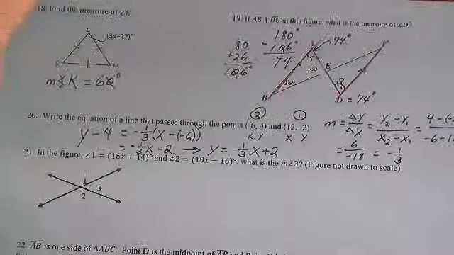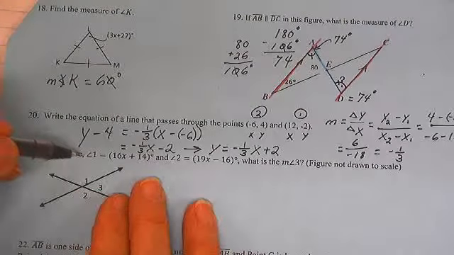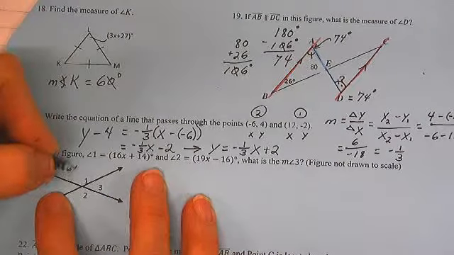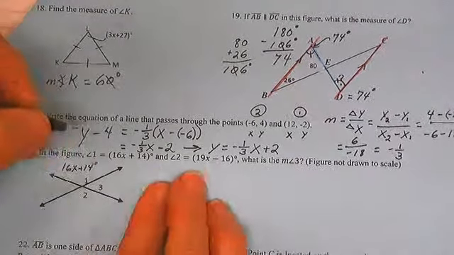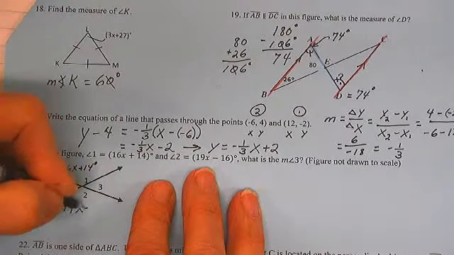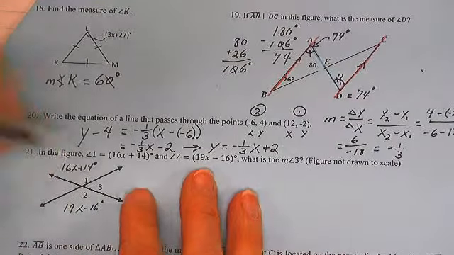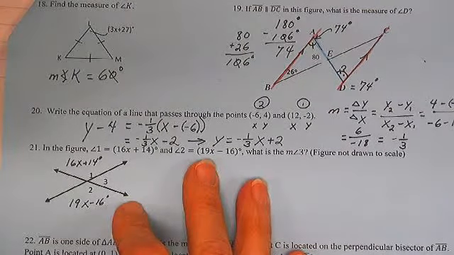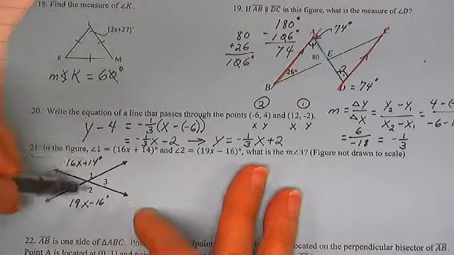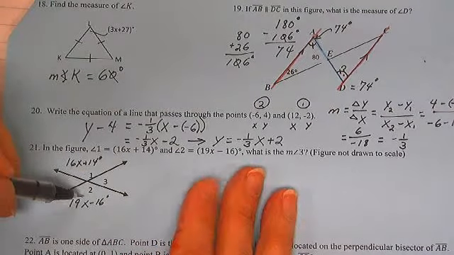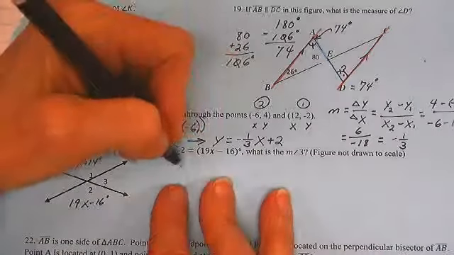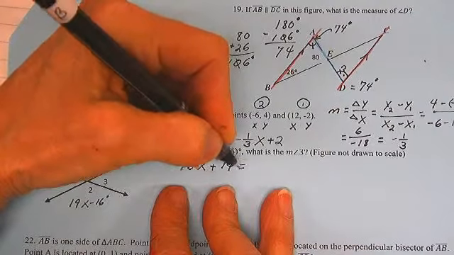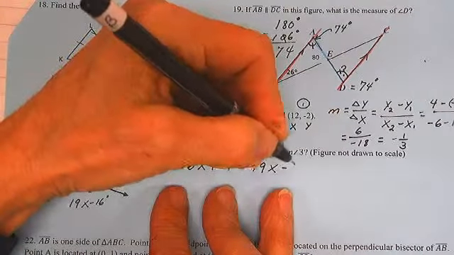Let's finish up quickly. In the figure, angle 1 is 16x plus 14 degrees. Angle 2 is 19x minus 16 degrees. What's the measure of angle 3? Figure not drawn to scale. Figure's never drawn to scale, so who cares? What do we know? We know we have vertical angles. Vertical angles are congruent. So we have 16x plus 14 equal to 19x minus 16.